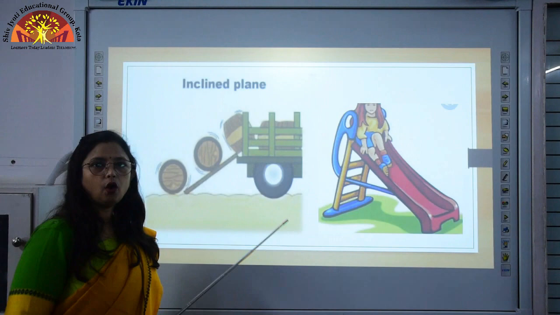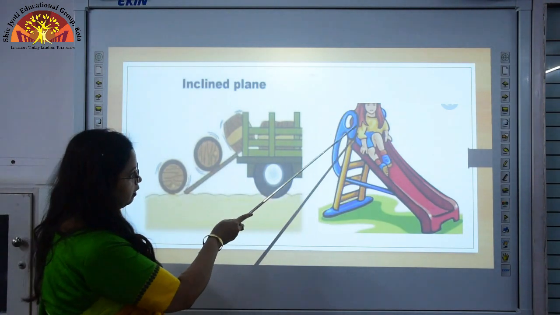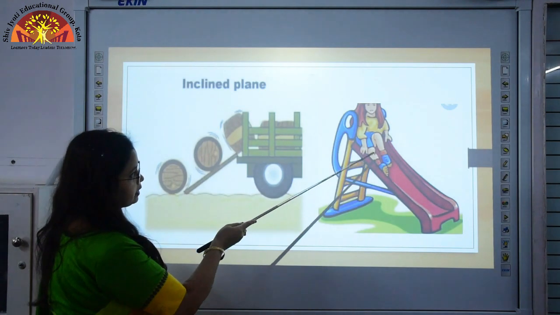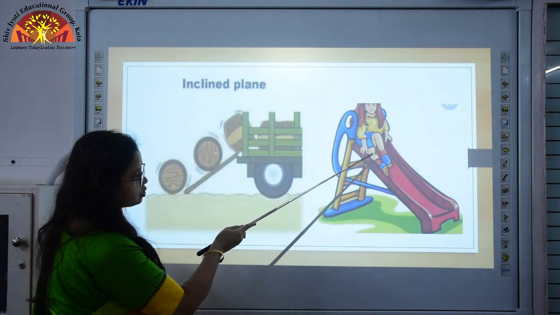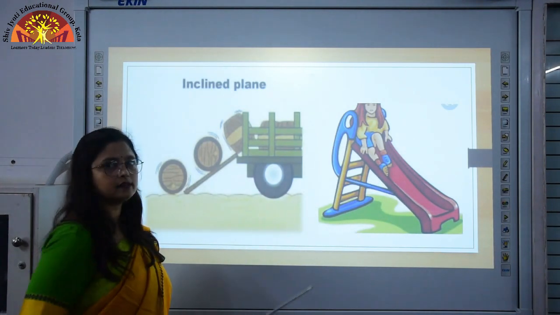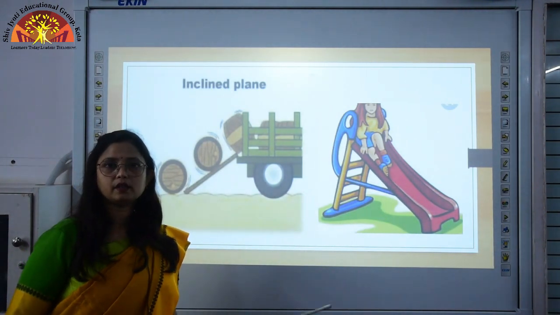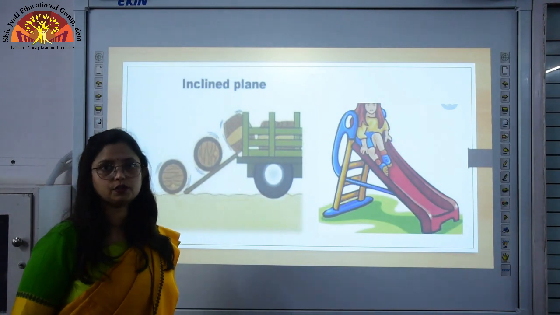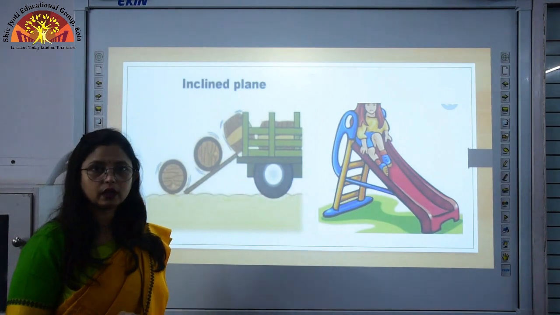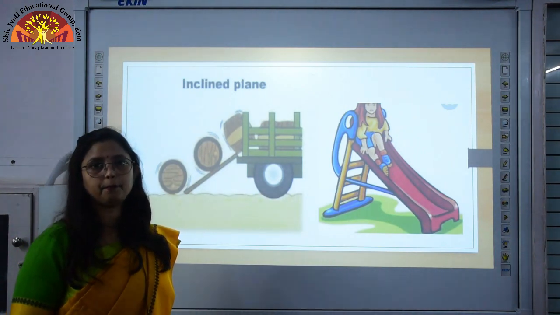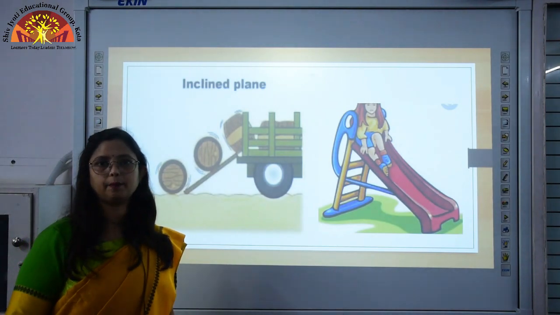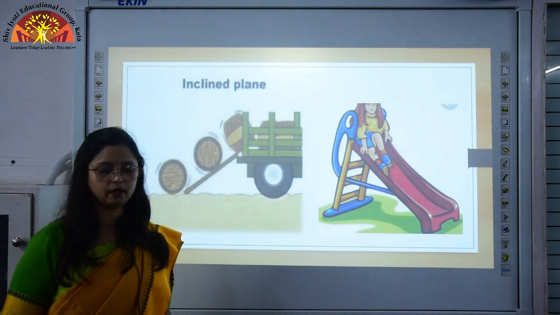Another example of an inclined plane here is a slide. Now you can see here, this is a slide. It also has a sloping surface, so it also acts as an inclined plane. You might have seen ramps at your houses from where you bring out your two-wheeler vehicles or your cars or your bicycles. A ramp makes it easy to take them out. So a ramp is also one of the examples of an inclined plane.